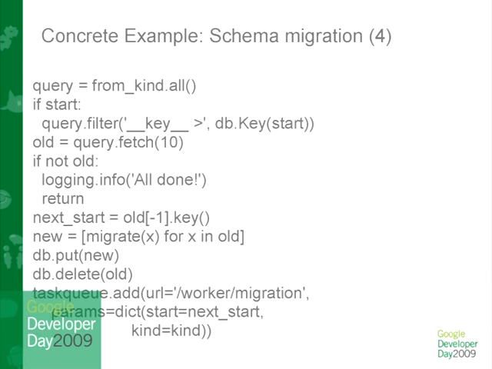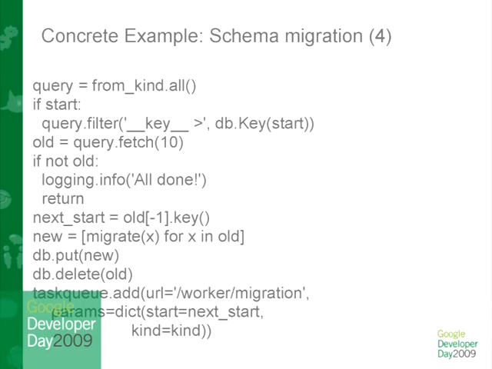Otherwise, I find the last item in my list, and I say, okay, I will start next time after this point. Then I say, here are my new entities, new equals migrate each one. Then I put the new ones in the data store. I delete the old ones, and then I add a new task, like I said, which says do more migration, but the starting point will be at the point after all of this data on this entity kind. Okay, so it's just kind of continuation passing.